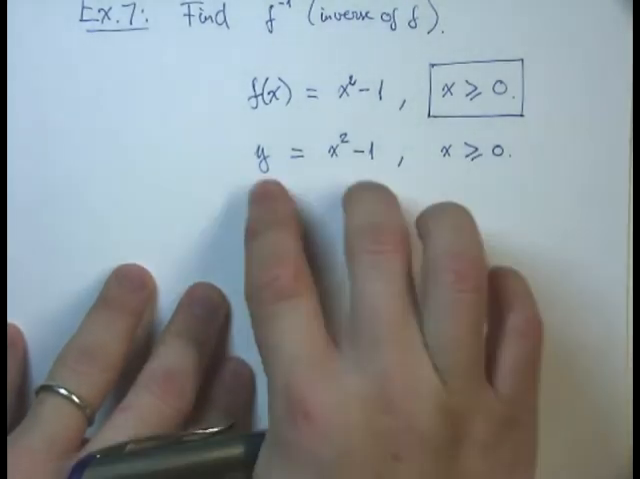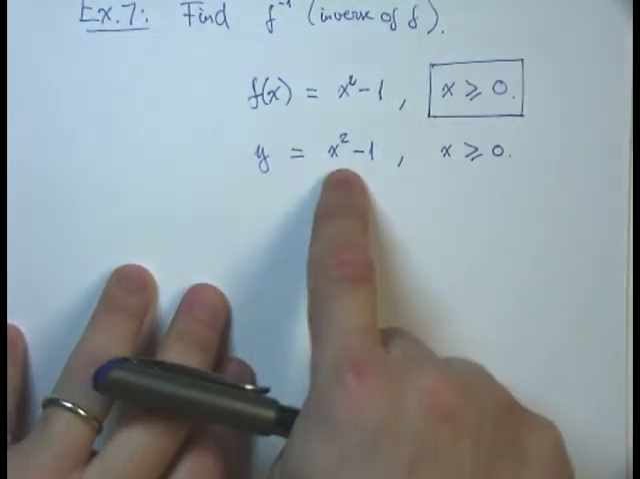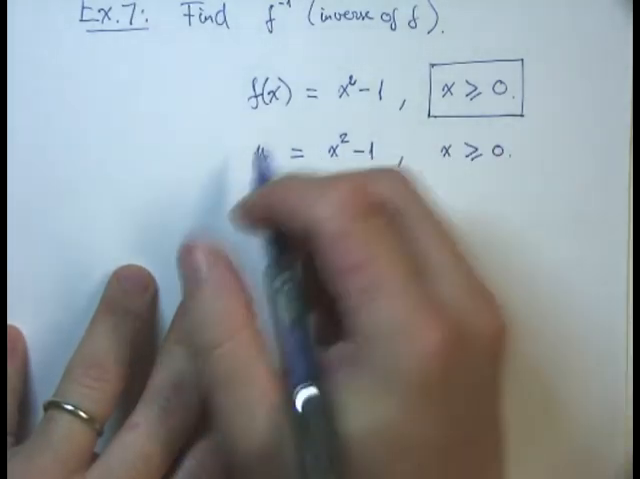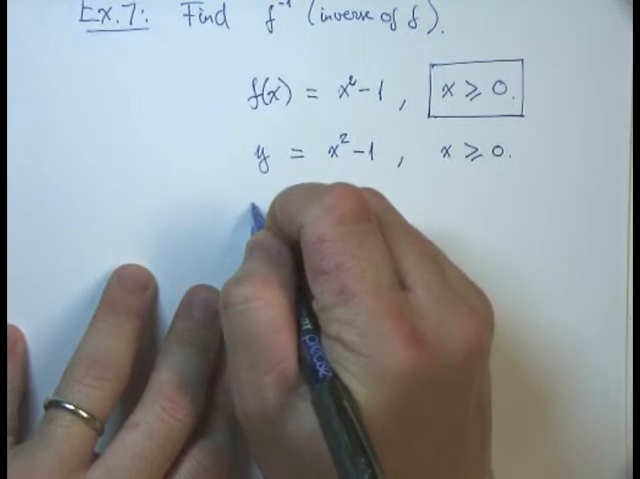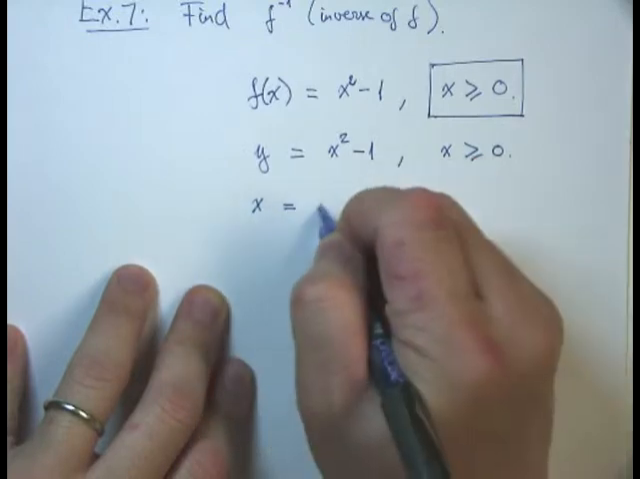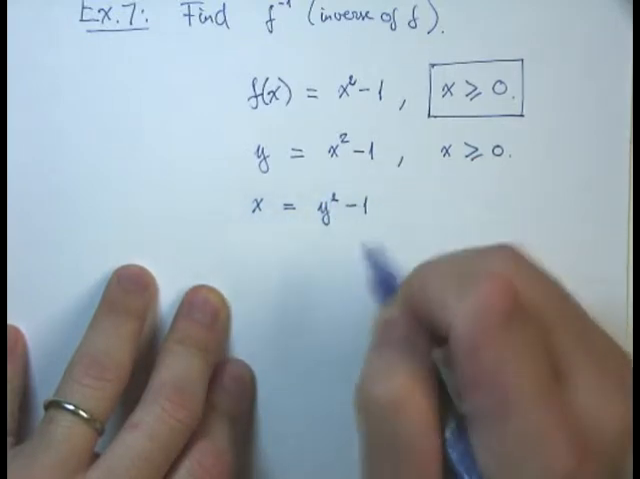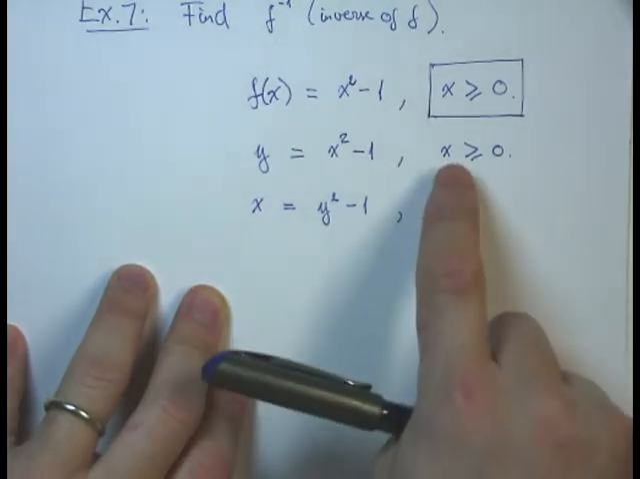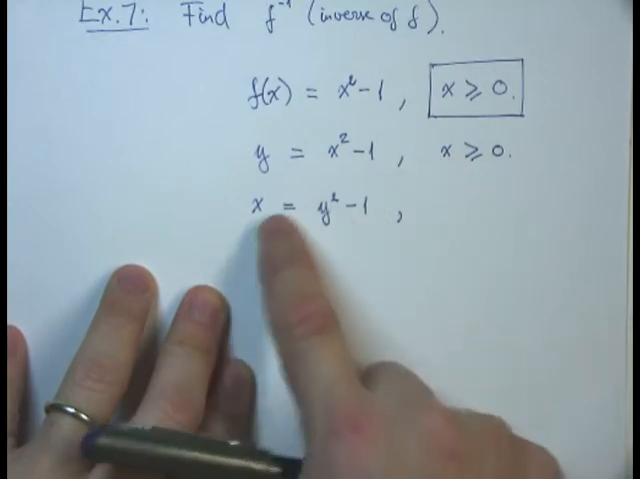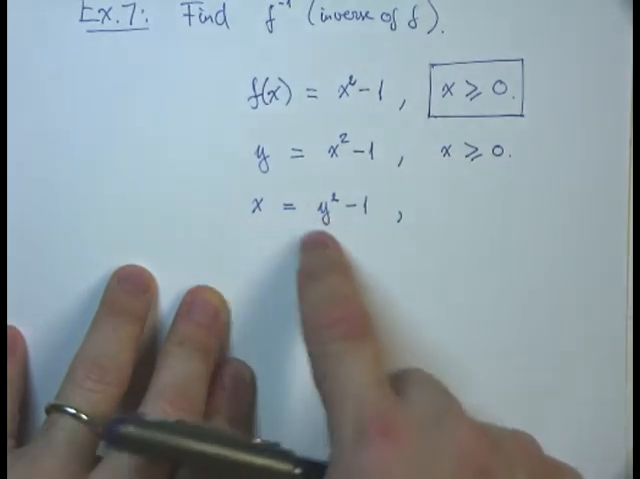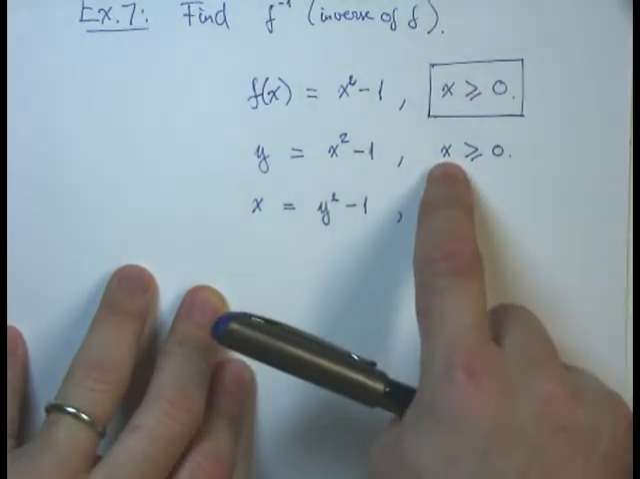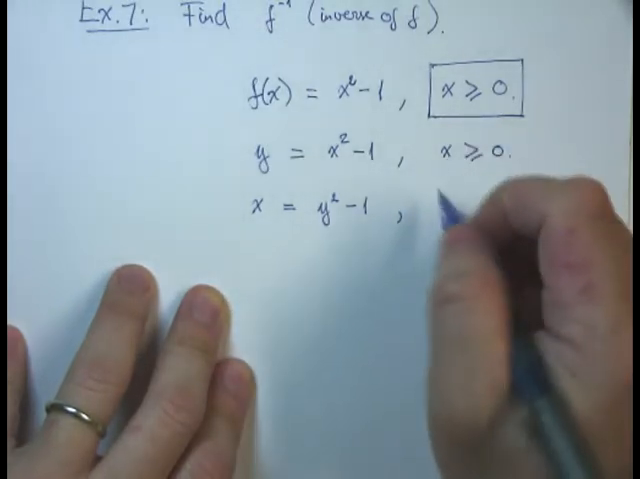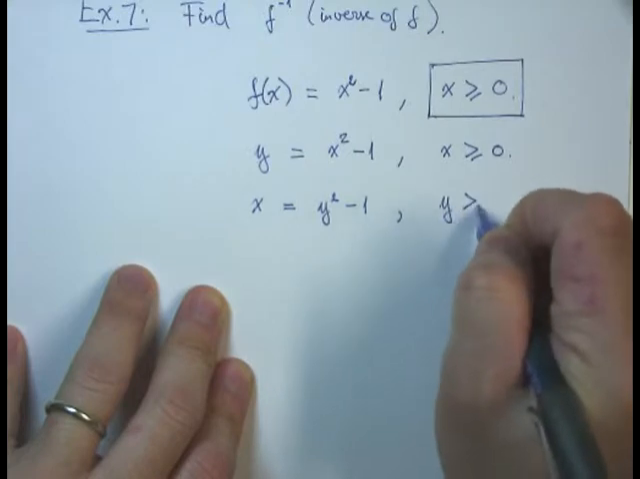So now, the next step is to interchange the x and the y. So my equation would become x equals y squared minus 1. But now pay a little more attention also to the conditions. Since, like I said earlier, we interchange x and y, x becomes y. So in my conditions, initially it's x greater than or equal to 0. Now it's going to become y greater than or equal to 0.